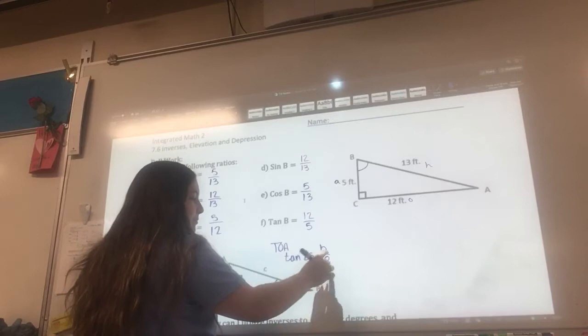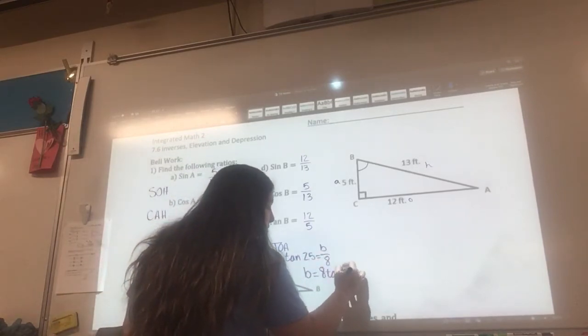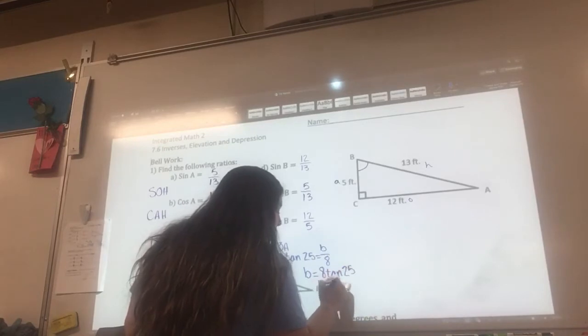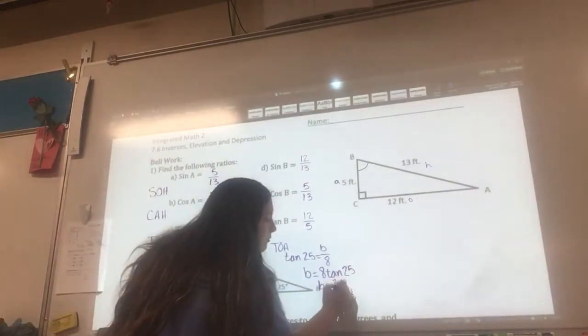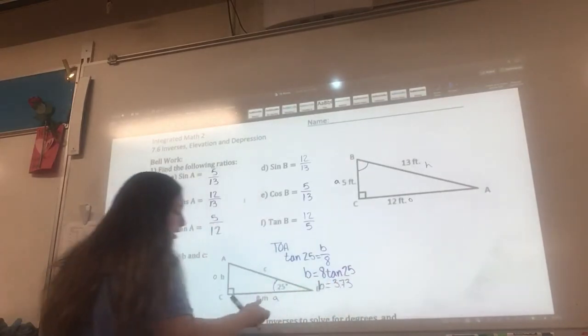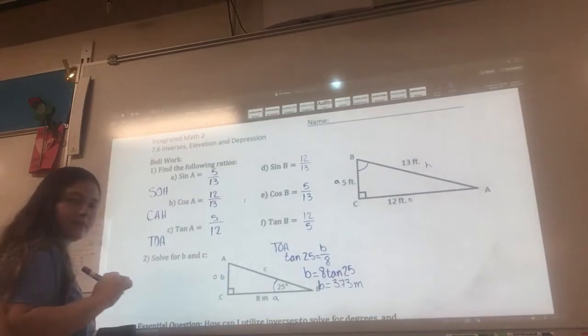We're going to cross multiply. We're going to see B equals 8 tangent of 25. You're going to plug that into your calculator, and you're going to see that it is 3.73. And this says meters, so meters.